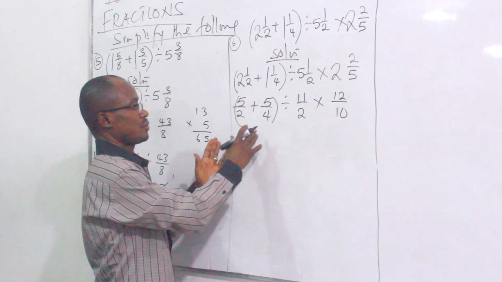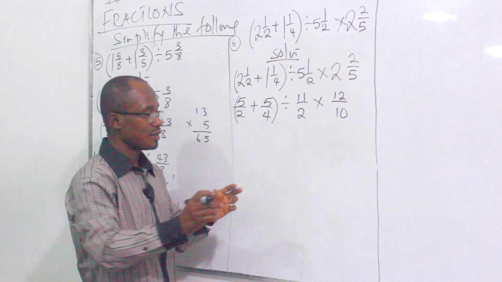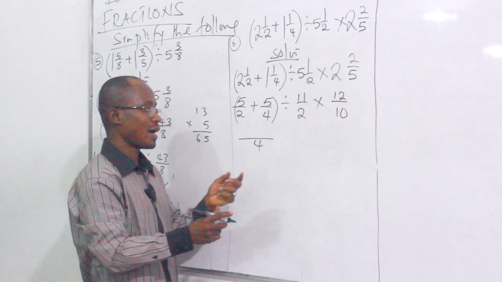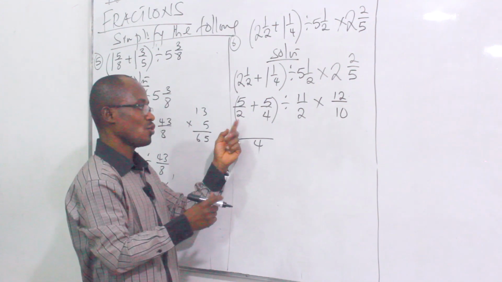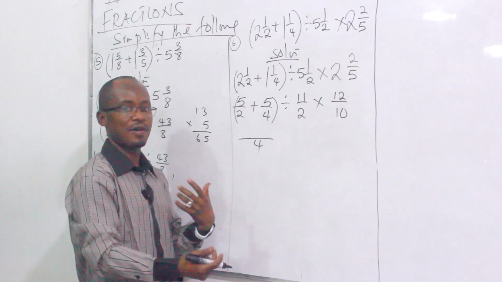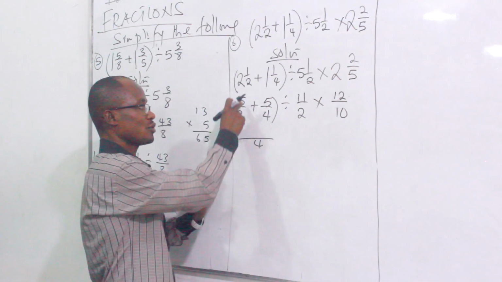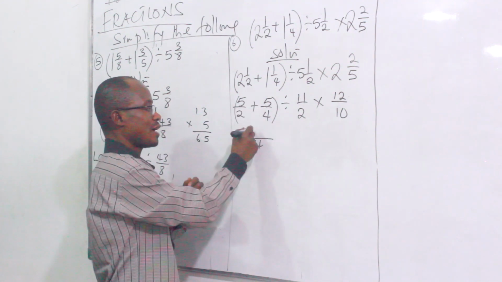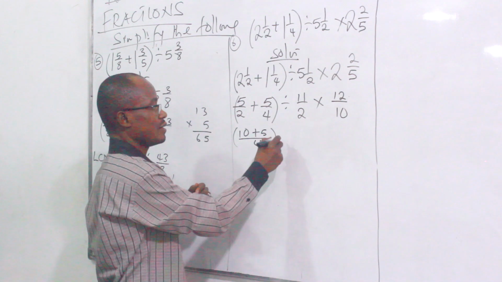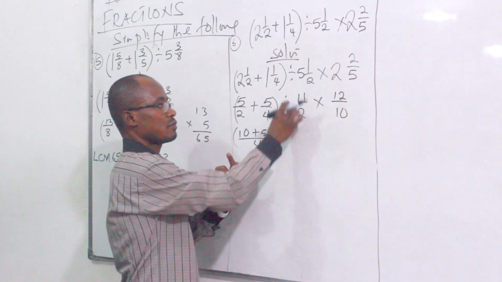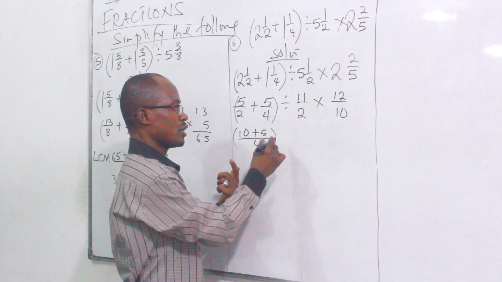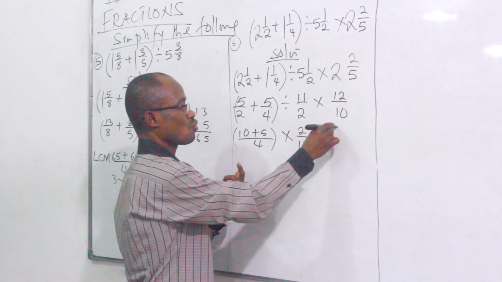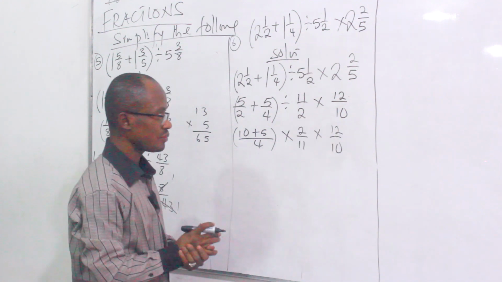Okay. So, considering both, the LCM of 4 and 2 is 4. Why? Because 2 is a factor of 4, likewise 4 is equally a factor of 4. 2 goes into 4 2 times, 2 times 5, 10. Then 4 goes into 4 1 time, 1 times 5, 5. Then we change the division sign to multiplication while taking the reciprocal of the preceding term, then times 12 over 10.